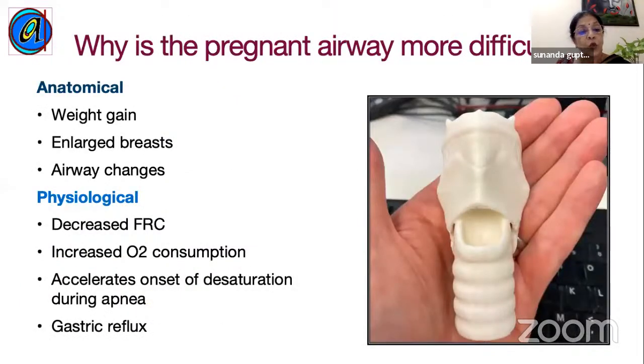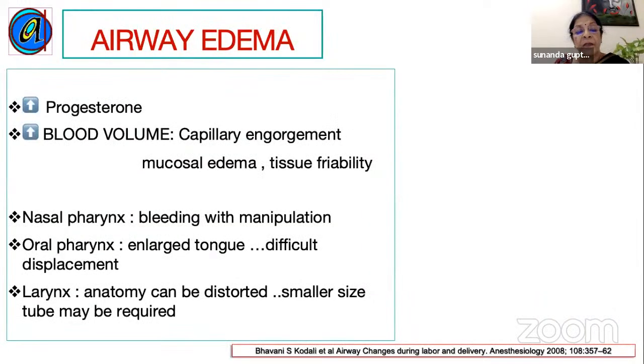The pregnant airway is more difficult anatomically. There is weight gain and large breasts, and airway changes physiologically. A decrease in all the airway volumes, increase in oxygen consumption, then accelerated onset of desaturation during apnea. So the safe apnea period is reduced and there is gastric reflux. This is attributed to the progesterone levels, which are increased. There's an increase in blood volume. And as the labor progresses, there is capillary engorgement, mucosal edema, and tissue friability.